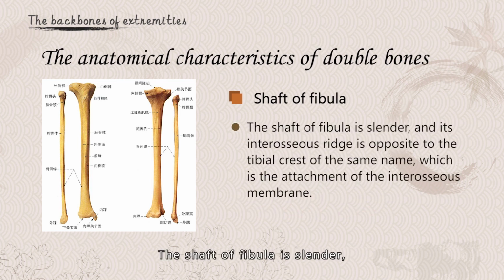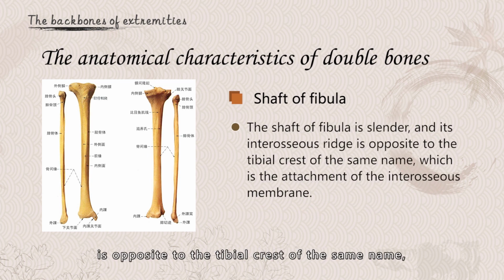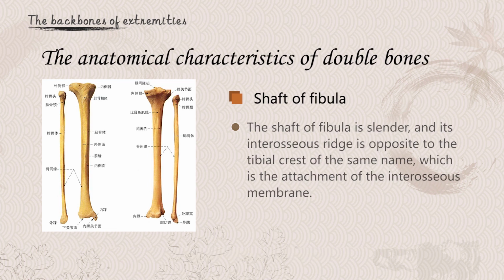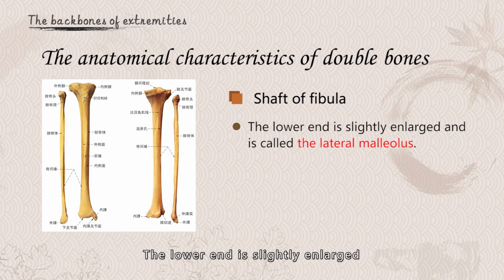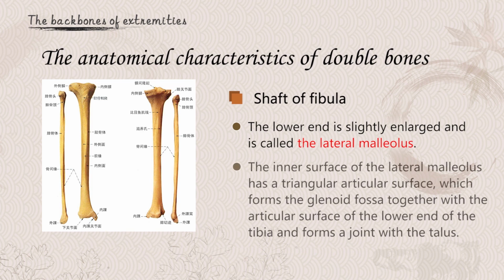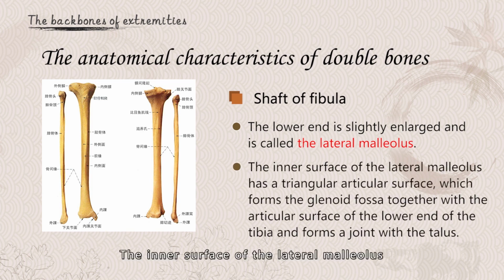The shaft of the fibula is slender, and its interosseous ridge is opposite to the tibial crest of the same name, which is the attachment of the interosseous membrane. The lower end is slightly enlarged and is called the lateral malleolus. The inner surface of the lateral malleolus has a triangular articular surface, which forms the ankle mortise together with the articular surface of the lower end of the tibia and forms a joint with the talus.